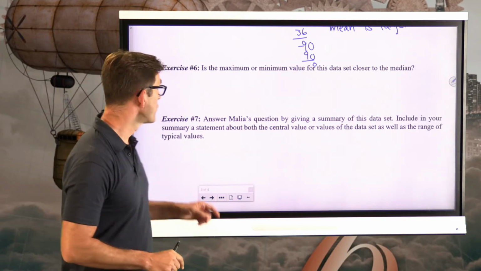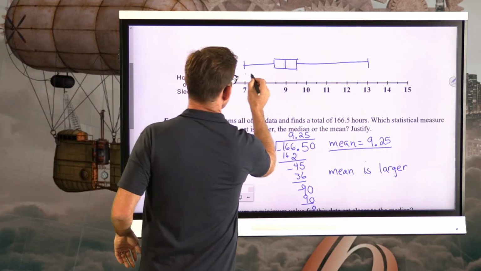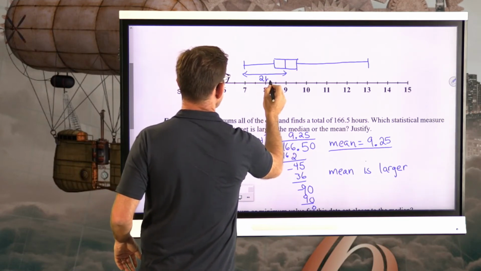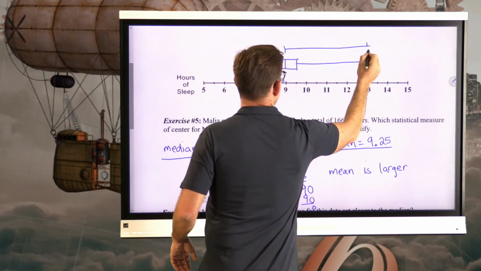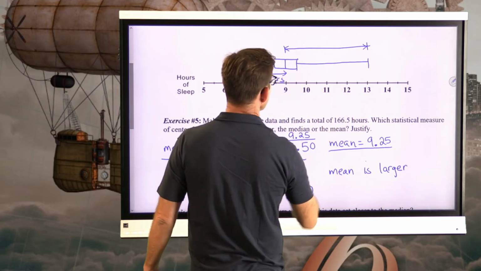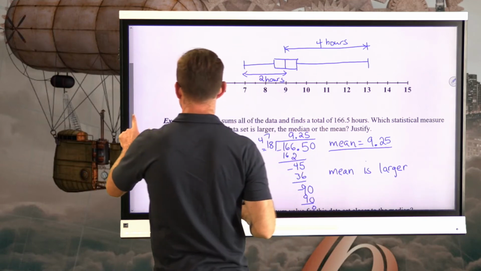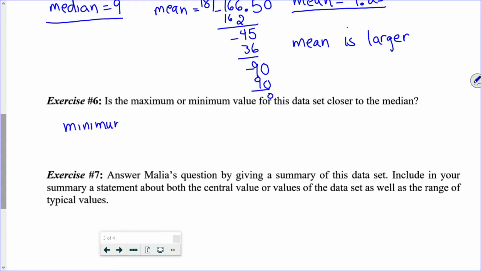Well, you can actually see it right on our box plot, right? So the minimum is this far away, right? Which is actually 2 units or 2 hours, right? The maximum is this far away, right? Which is actually 4 hours. So the minimum is closer to the median.